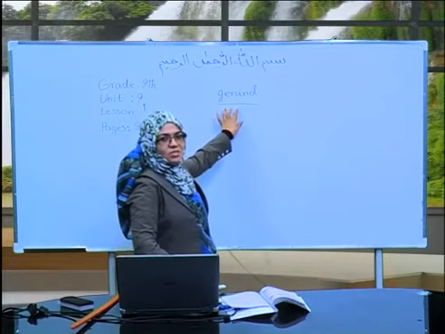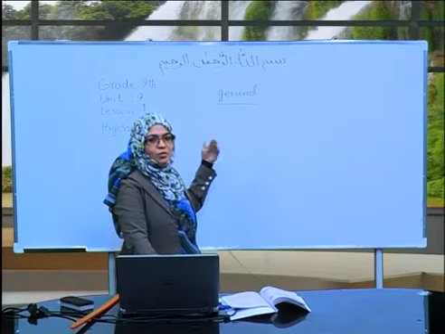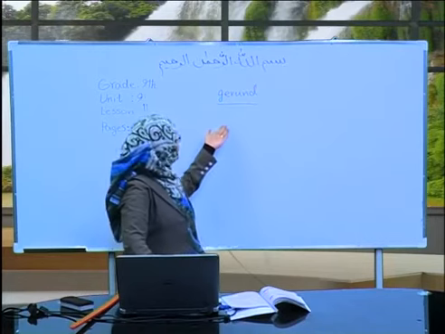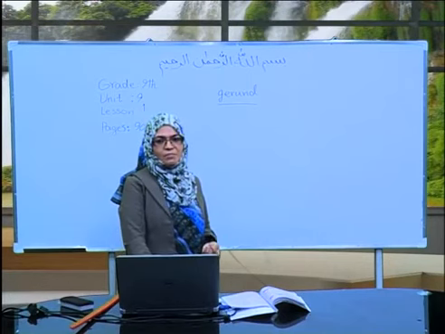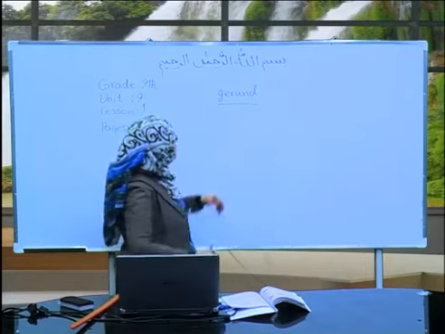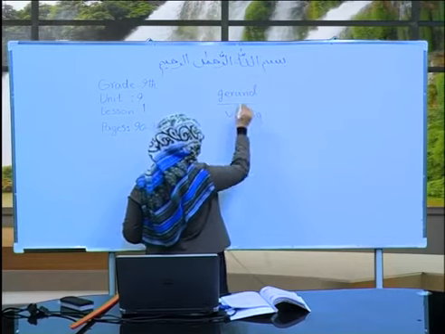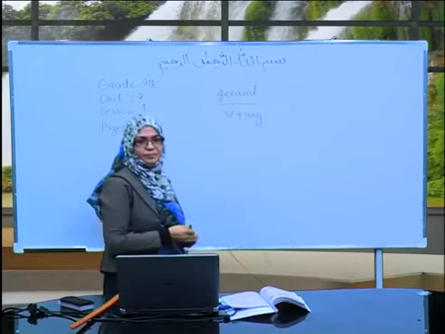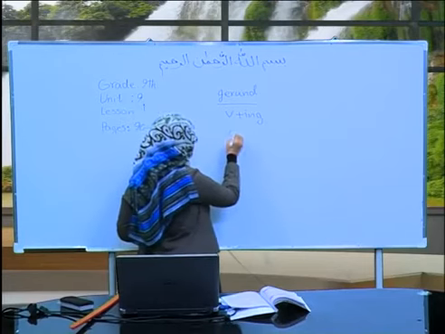Do you remember infinitive? We worked on infinitive before. Very good, excellent. To plus the base form of the verb is called infinitive. But here we can say that the verb plus ing is called gerund. For example, washing.